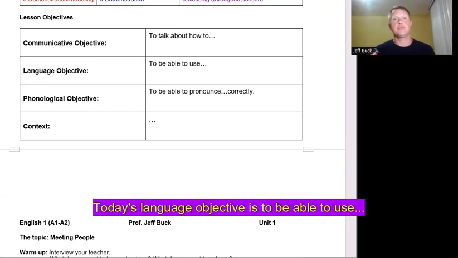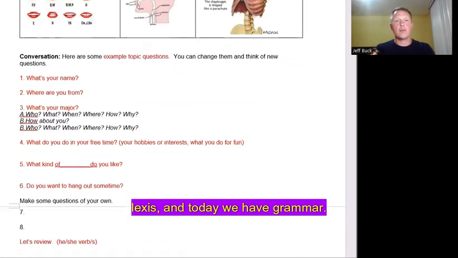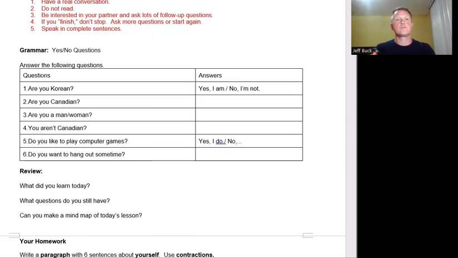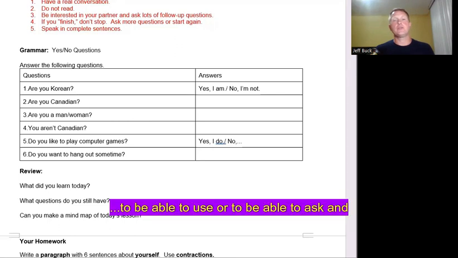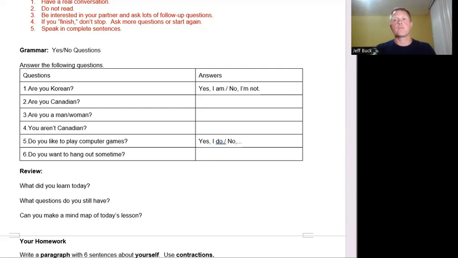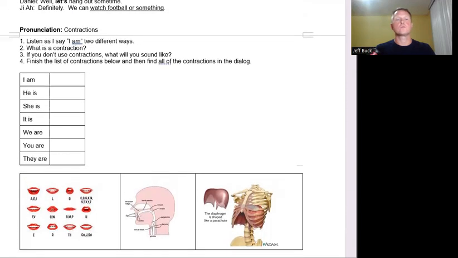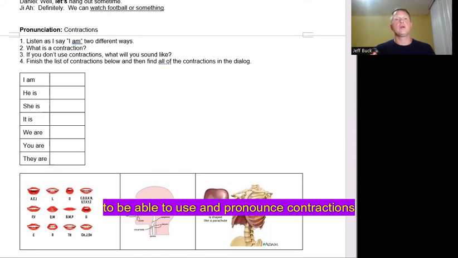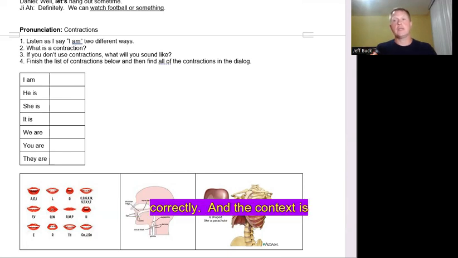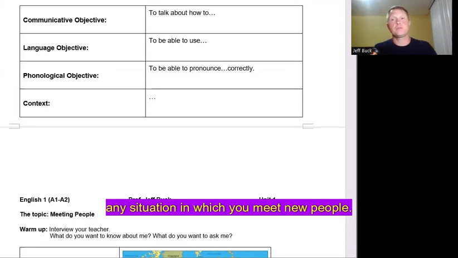Today's language objective is to be able to use, so this would be grammar or lexis, and today we have grammar, to be able to ask and answer yes/no questions. And the phonological objective is to be able to use and pronounce contractions correctly. And the context is any situation in which you meet new people.